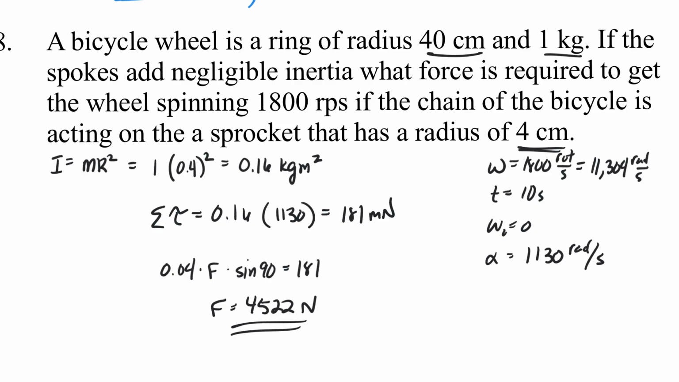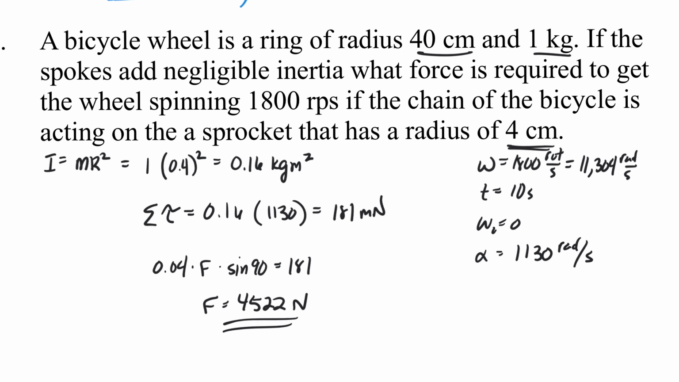That's probably a little unrealistic, but it's okay. But yeah, without the time, you couldn't really do something. You need time, but I mean, something reasonable, 10 seconds to get up to speed, that's not unreasonable. So number 8, this is the solution as we did it with a 10-second time interval. They tell us the bicycle wheel is a ring of radius 40 centimeters and mass of 1 kilogram. If the spokes add negligible inertia, what force is required to get the wheel spinning at 1,800 RPS if the chain of the bicycle is acting on a sprocket that has a radius of 4 centimeters?